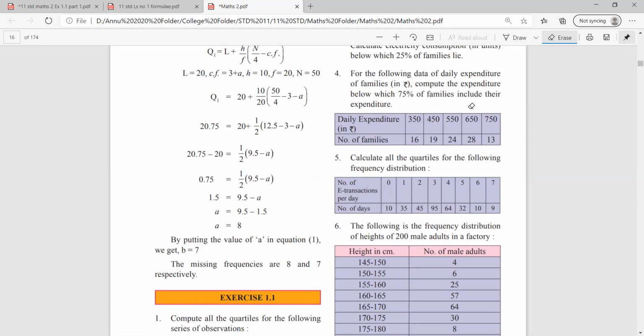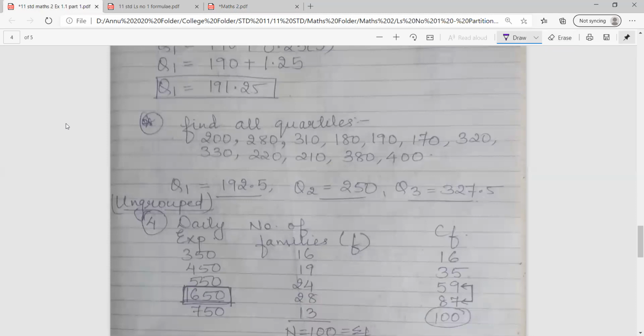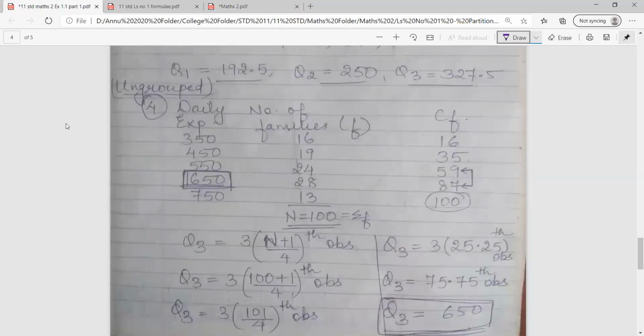Also, you have the frequency column over here: 16, 19, 24, 28, 13. It is not continuously increasing or continuously decreasing. So this is a normal frequency table. So can I say, class, this type of sum is of ungrouped data? So remember the steps, class.